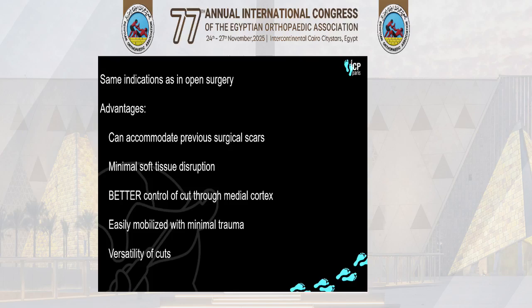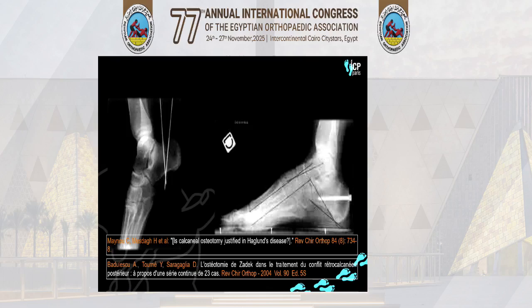The advantage with the percutaneous technique is that you can accommodate a previous surgical scar, with minimal soft tissue dissection and better control of the cut through the medial cortex. I saw lots of people doing mini-invasive osteotomy of the calcaneus with an osteotome or chisel, and you go through and hit the other side. I think with the burr, it's much better. So not a lot of publications. Yes, I have 2 more slides.